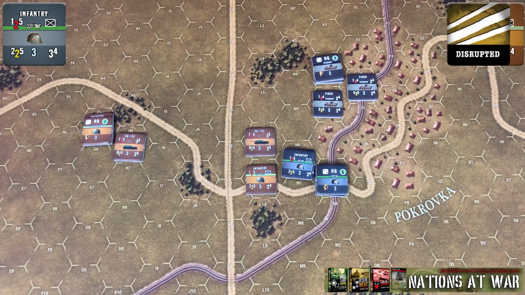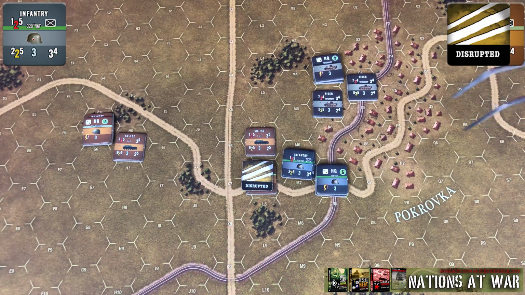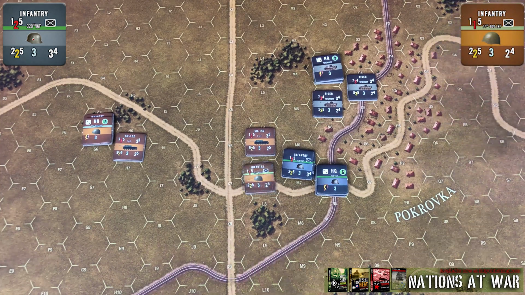However, if the defending units are disrupted, so if our Russian units here were disrupted, when they were counterattacking, they would have to change their to hit number to a 6 instead. At this point, you would just resolve the hits for each side, attacker and defender.